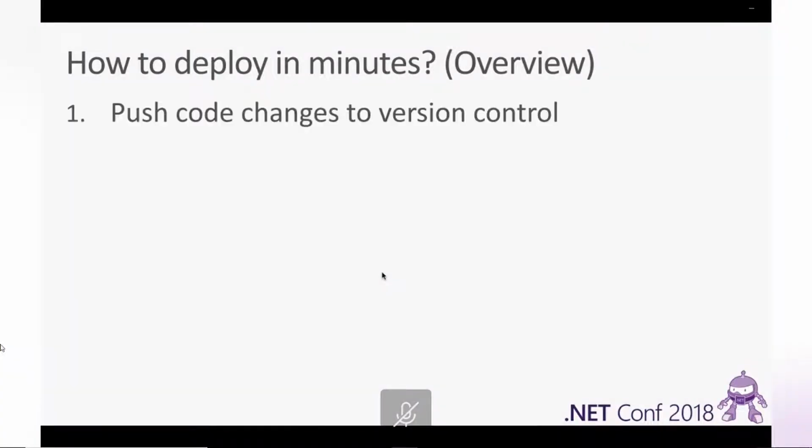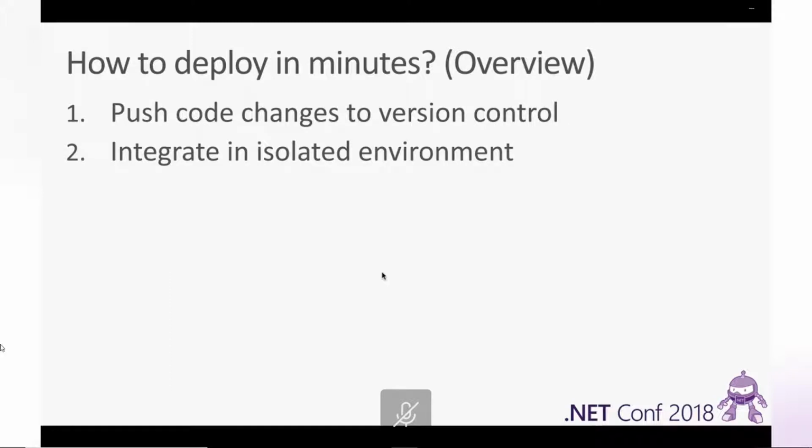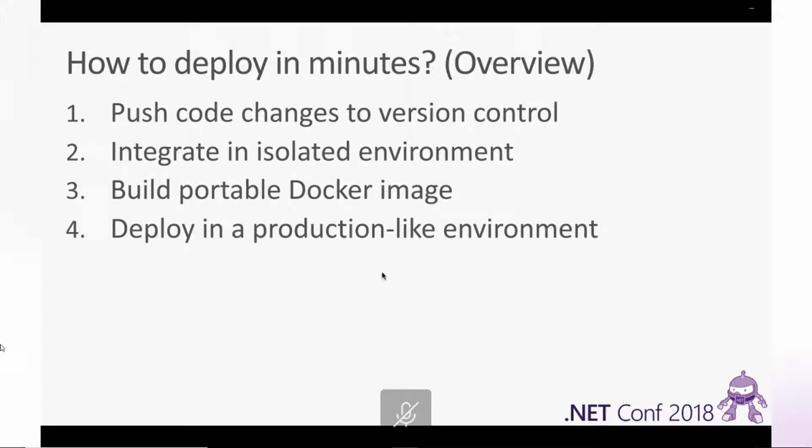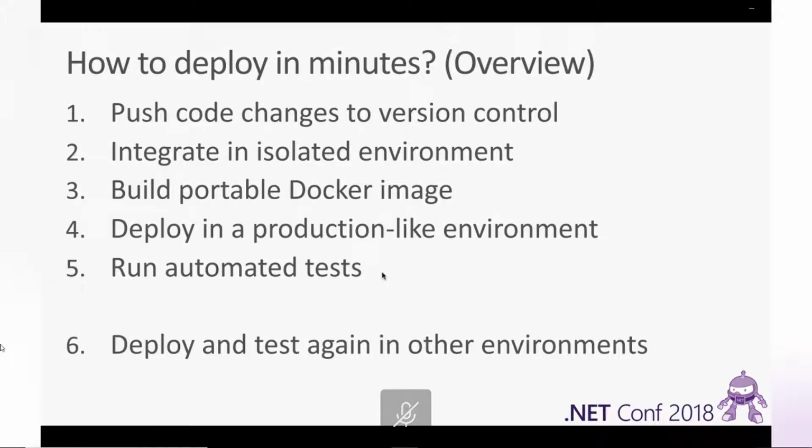How to deploy in minutes then? You push your code changes to version control, integrate it in an isolated environment like Azure DevOps, and build a portable Docker image. You deploy in a production-like environment, run automated tests, and repeat: deploy and test again in other environments. And when you deploy in another environment, steps 1 through 3 are not going to be needed anymore because you already have everything that you need packed in a Docker image. It is a matter of just pushing the changes to the environment.